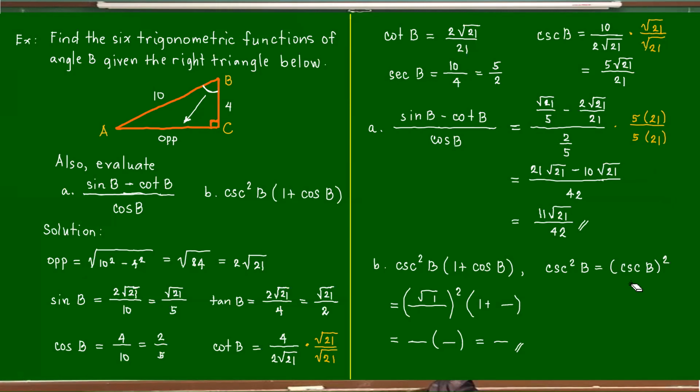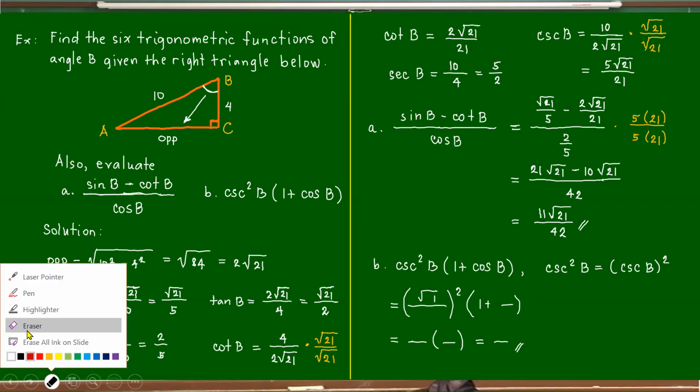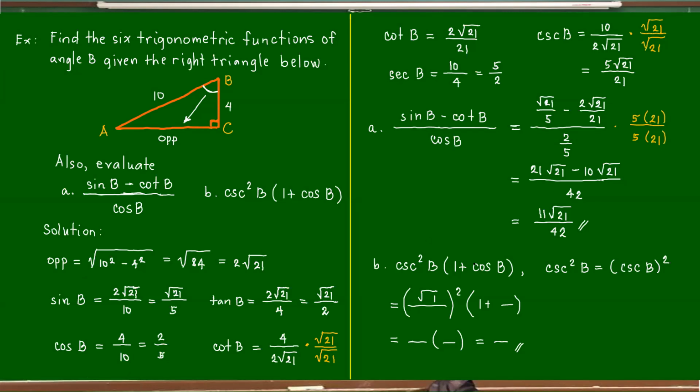Okay, what about letter B? Letter B, we have cosecant squared of B multiplied to 1 plus cosine B. When you have cosecant squared B, we mean cosecant B quantity squared. So if I have sine squared B, what does it mean? It means sine B quantity squared. What we square is the value of sine B, not the angle B. Is that clear, guys? So again, cosecant squared B means cosecant B quantity squared.